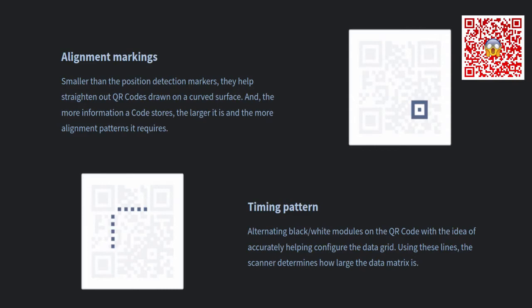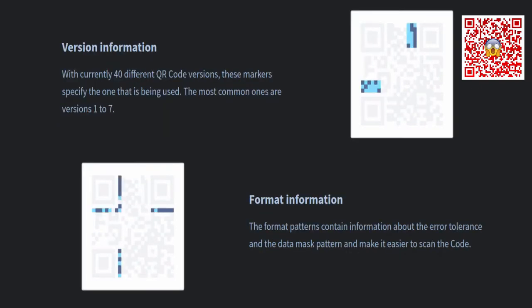Timing pattern. Alternating black and white modules on the QR code help accurately configure the data grid. Using these lines, the scanner determines how large the data matrix is. Version information. With currently 40 different QR code versions, these markers specify the one that is being used. The most common ones are versions 1 to 7.